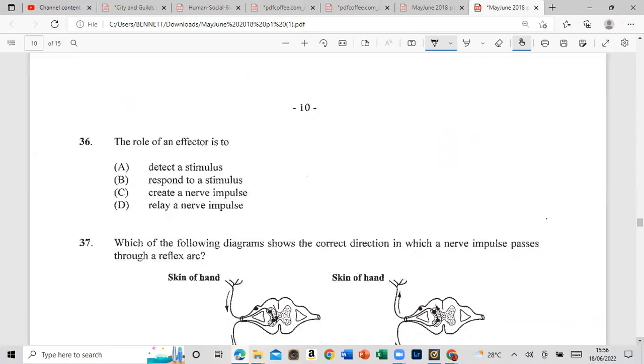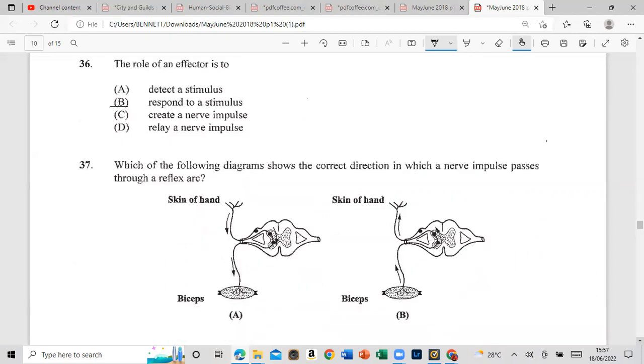The role of the effector is to A, detect a stimulus, B, respond to a stimulus, C, create a nerve impulse, or D, relay a nerve impulse. And that is respond to the stimulus. So 37.